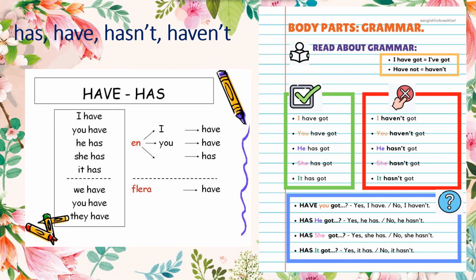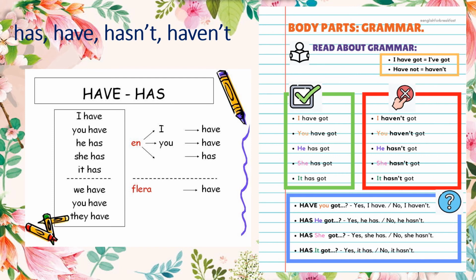Another topic that you have already learned back in Year 3 and Year 4. Has, have, hasn't, haven't. How many of you still remember what you have learned in the previous year? I'm sure you are trying to recall what you have learned. Have, has. I have, you have. He has, she has, it has. We have, you have, they have.